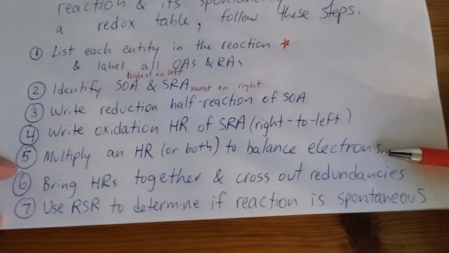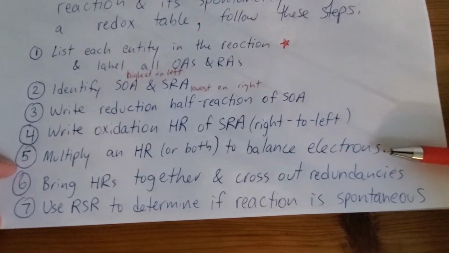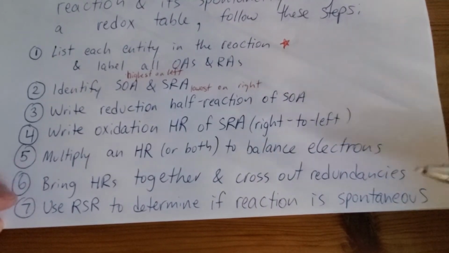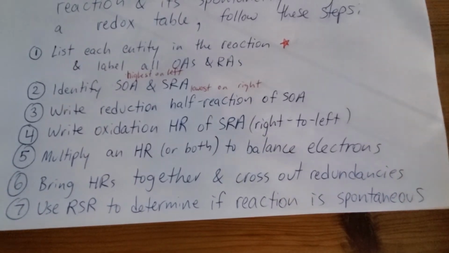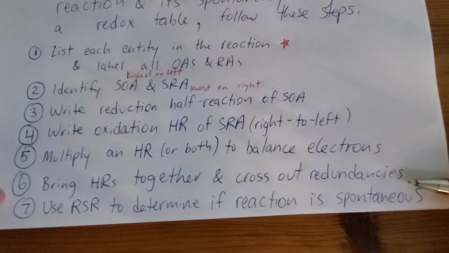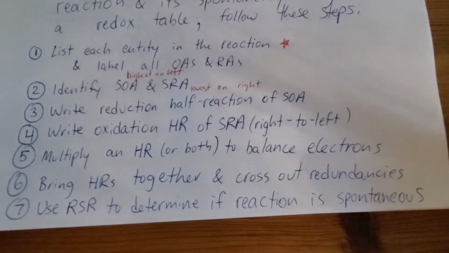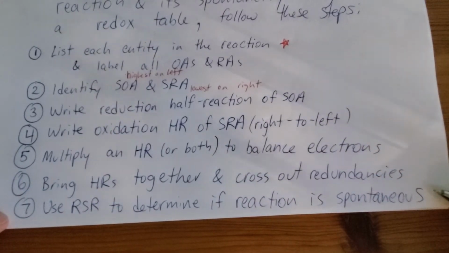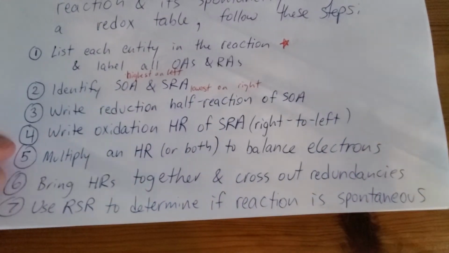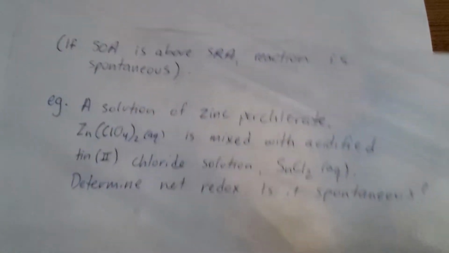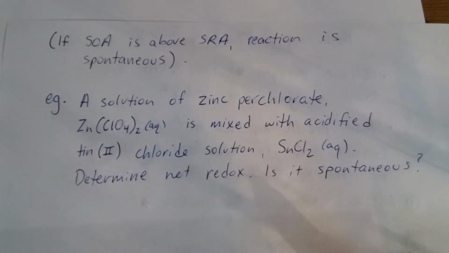Then you have to multiply a half reaction, or sometimes both, just to balance the electrons. The electrons have to be balanced because they go from one to the other. You bring them together and some things will cross out. Then you use the redox spontaneity rule to determine if the reaction is spontaneous. This sounds really complicated, but it's very, very simple. If the SOA is above the SRA, the reaction is spontaneous.